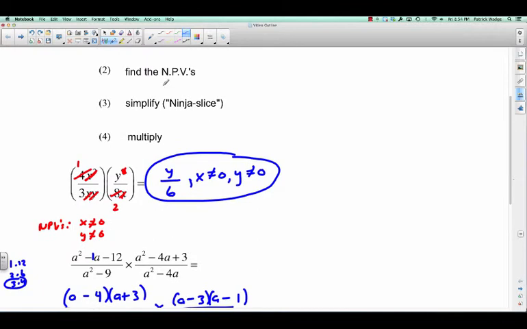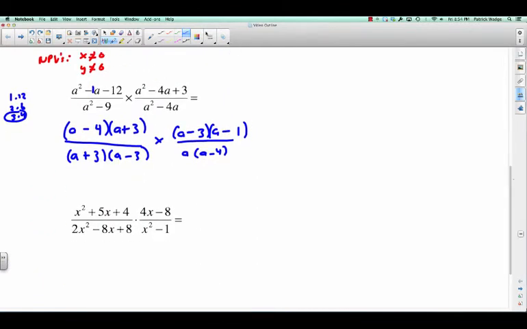Now we're on to step 2, which is find the MPVs. So remember, you want to do this in order. You don't want to do this after you've canceled a bunch of stuff out. You want to do it before you cancel stuff out. So what we're left with is all these factors in the denominator: a plus 3, a minus 3, a, and a minus 4.